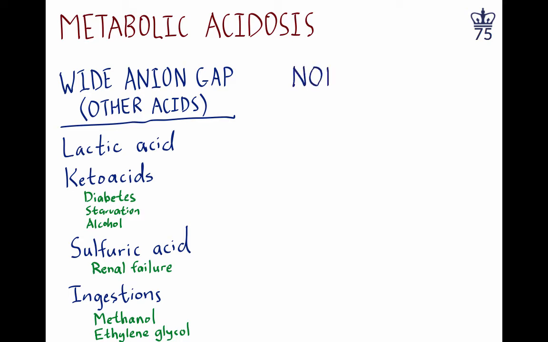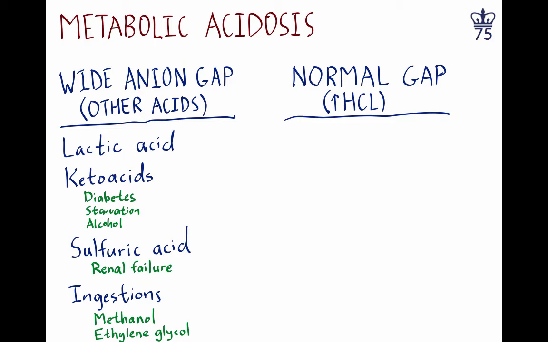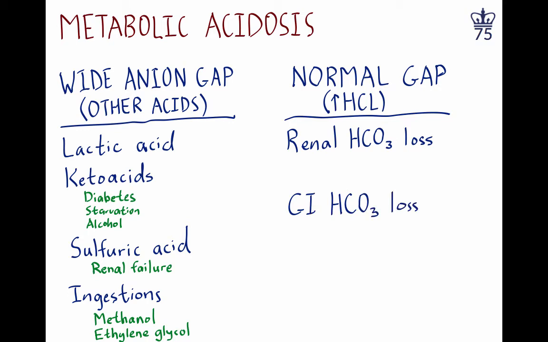When you look at a gap being normal in the setting of metabolic acidosis, it implies that there's loss of bicarbonate. So whenever bicarb is lost, you gain hydrogen chloride, and since the bicarb will drop with hydrogen and the chloride will be higher because of addition of this compound, the gap does not change. So you can lose renal bicarbonate in the setting of any renal tubule acidosis, and in the setting of chronic diarrhea, you can lose GI bicarbonate. And these are the two main etiologies of a normal gap acidosis.